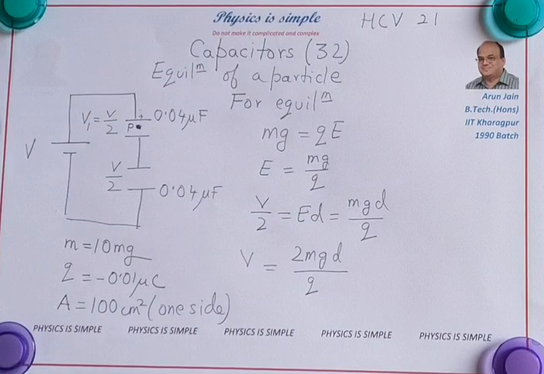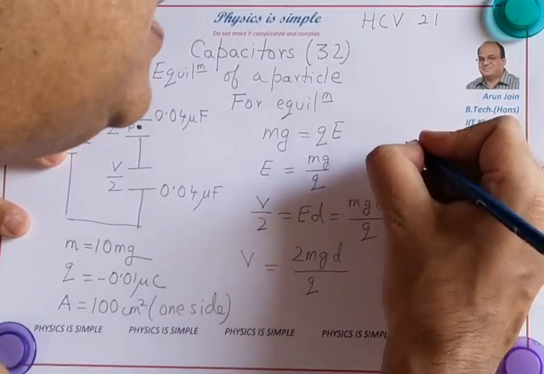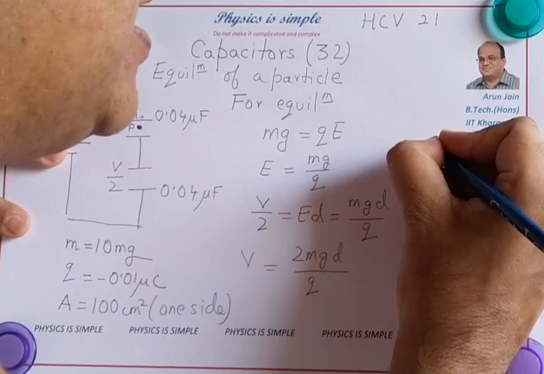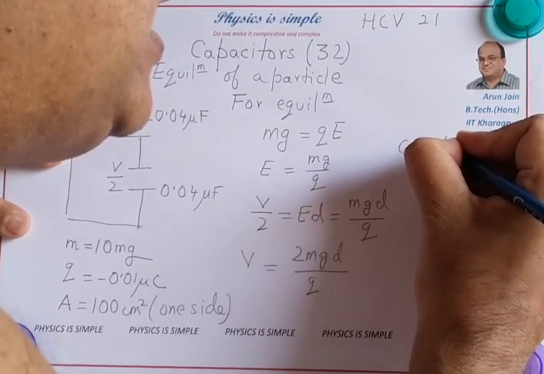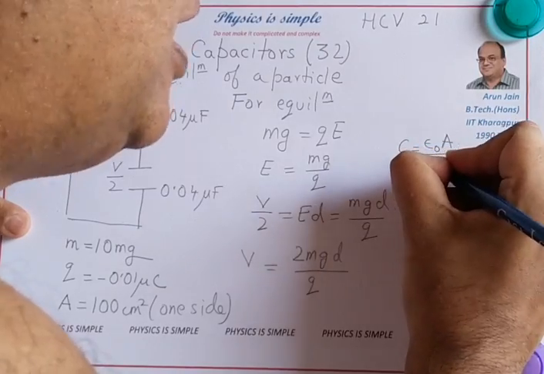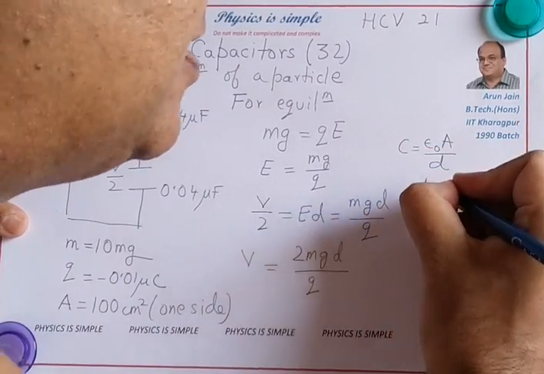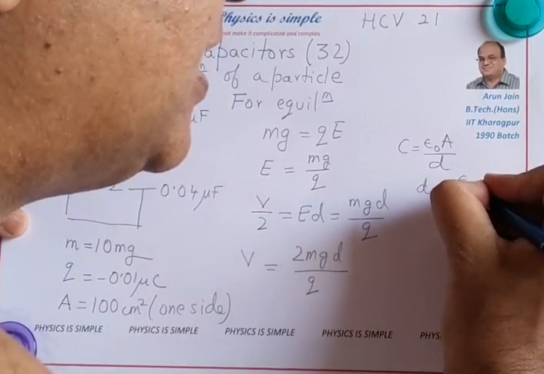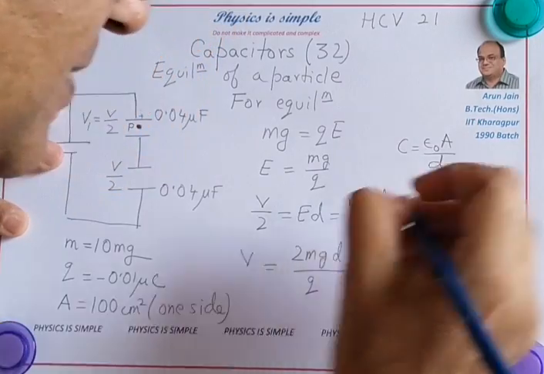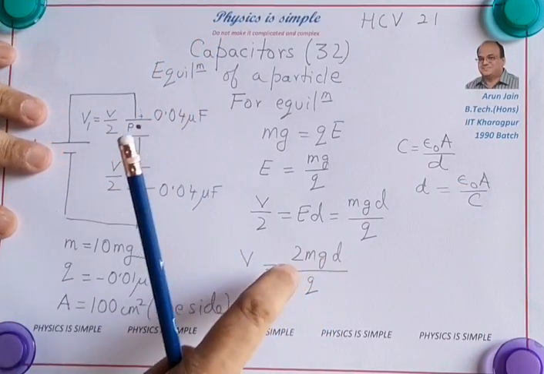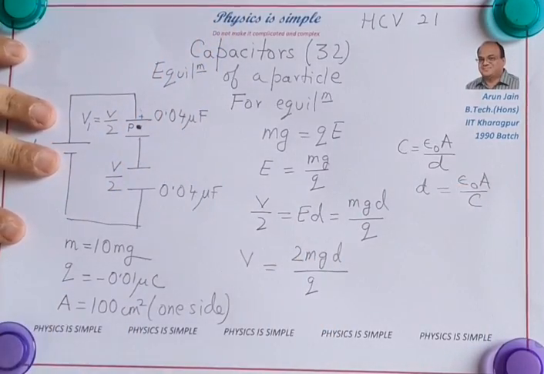Now we don't know D, right? We know q, we know m, we know g. How to get D? We know capacitance, and we know capacitance is given by epsilon naught A by D. So capacitance is epsilon naught A by D. So therefore D is epsilon naught A by C. So this D we can write as epsilon naught A by C.